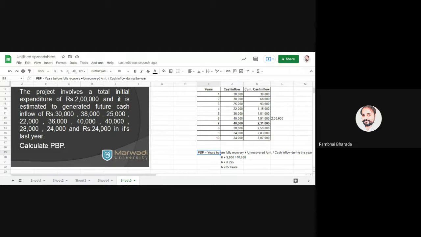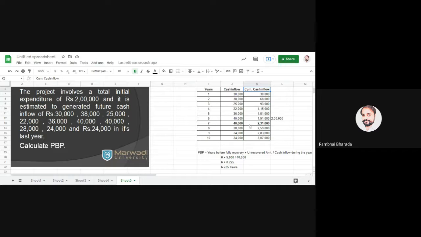PBP is equal to year before fully recovery plus unrecovered amount upon cash flow during the year. So for finding out the year before fully recovery, the unrecovered amount, or the cash flow during the year, we need to prepare this table. Okay, first we write the years like this. Then we write the amount of cash inflow in a second column. In a third column we will write aggregate or cumulative cash inflow, in which we add all the years' cash inflow. 1 in a 2, 1 plus 2 in a third 3, 1 plus 2 plus 3, and 4, 1 plus 2 plus 3 plus 4, like this.